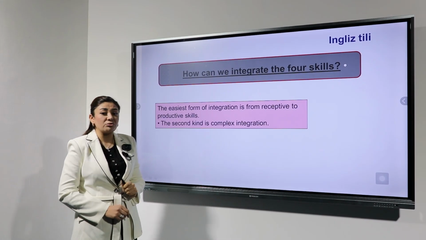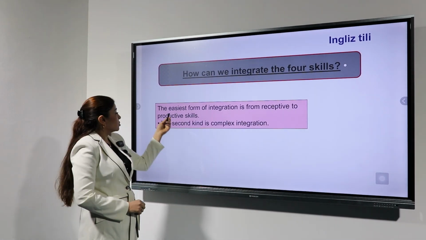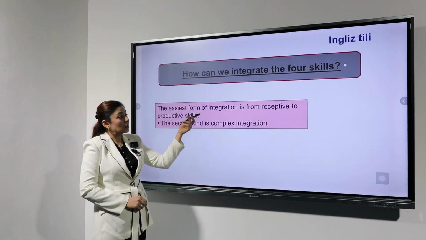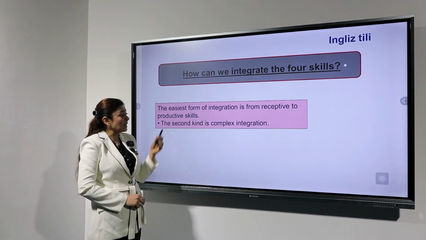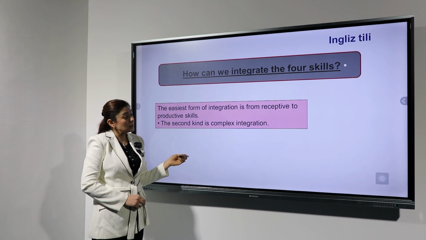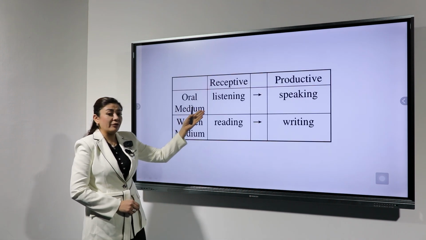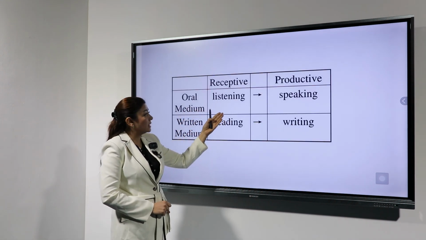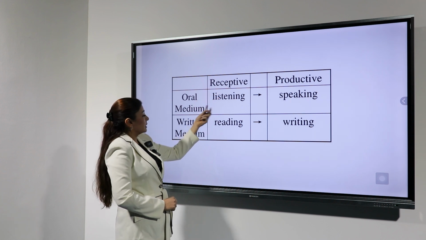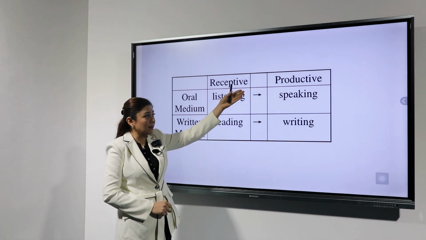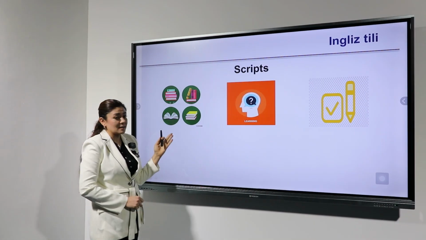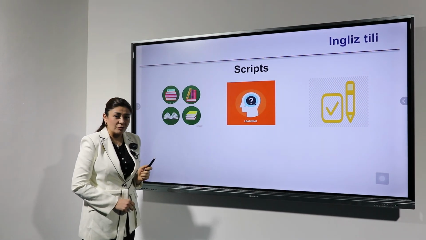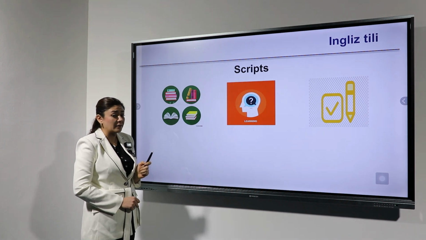How can we integrate the four skills? So the easiest form of integration is from the receptive to productive skills. The second kind is complex integration. Receptive and productive skills. As we know, receptive skills are listening and reading, and productive skills are speaking and writing. Let's analyze it. It's also the explanation of the receptive and productive skills.